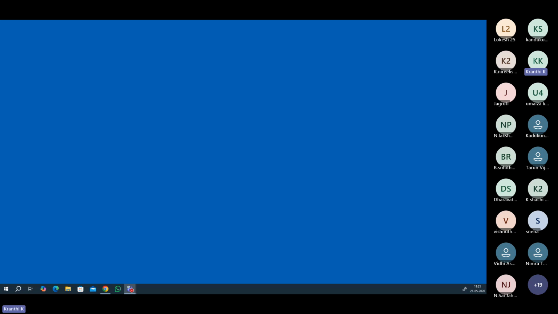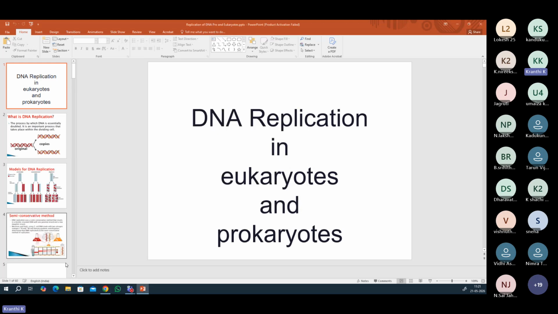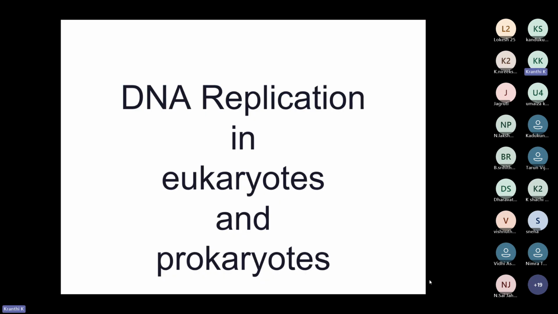Now let us see the other topic, the replication of DNA. I think most of you are aware of this replication, right? DNA replication in eukaryotes and prokaryotes. This is one of the interesting topics, and also important for examination. Sometimes you may get a long answer question on this. So what is DNA replication?